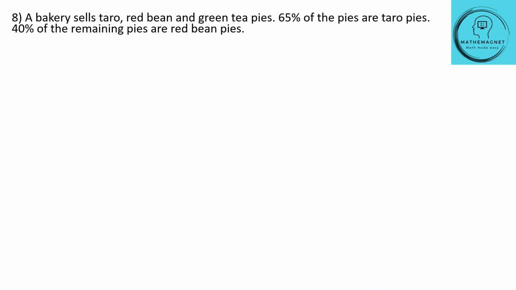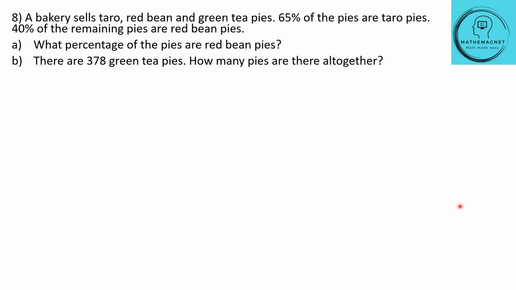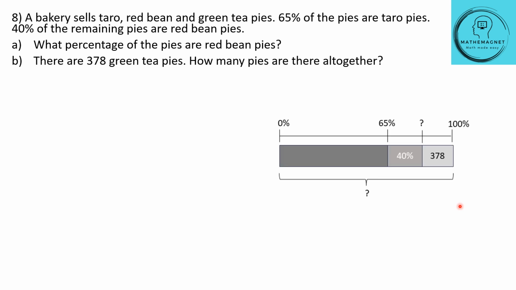Let's look at the last question, question number 8. A bakery sells taro, red bean and green tea pies. 65% of the pies are taro pies, 40% of the remaining pies are red bean pies. Now question A, what percentage of the pies are red bean pies? And B, there are 378 green tea pies. How many pies are there altogether? So here let's begin with the bar model.